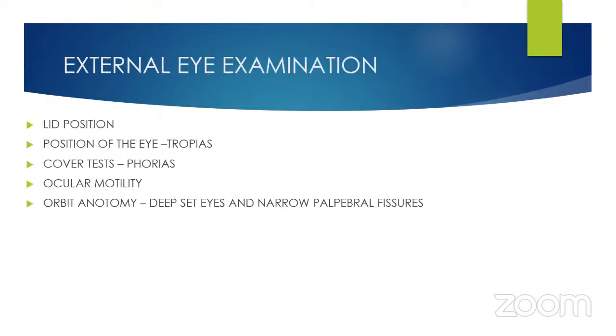Then coming to external eye examination, lid position is checked to rule out any ptosis. Position of the eye, such as any tropias, and cover test to look for phorias are done. Ocular motility should be examined, and in orbit anatomy, deep set eyes and narrow palpebral fissures are ruled out, because in narrow palpebral fissures, suction loss will occur, and in such cases, LASIK is usually avoided.